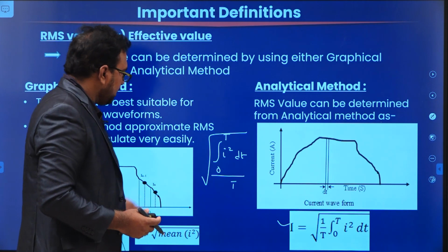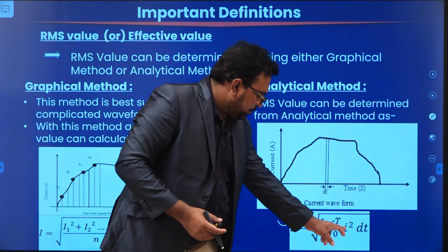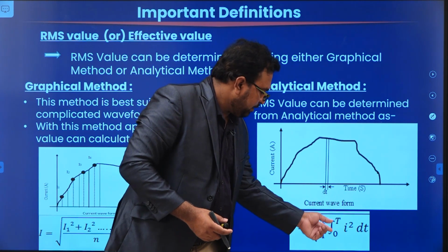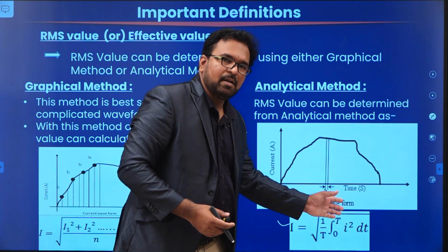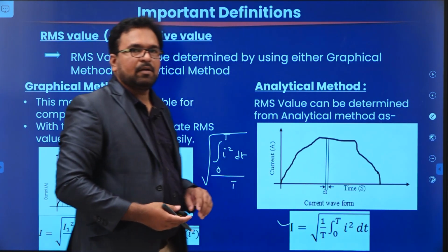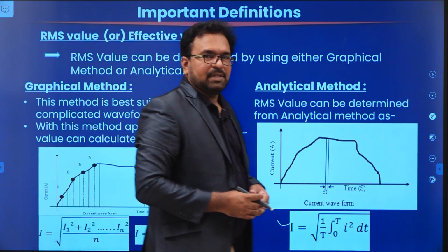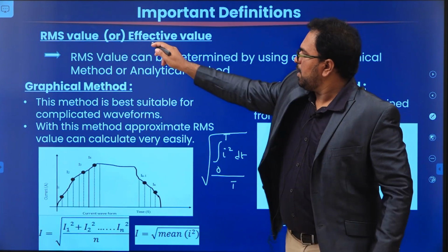The same expression can be represented here. Only thing is you are doing the square of a small differential quantity, then you are going to integrate to get the mean divided by total time, and finally you are going to take the root of the mean. So this is the mathematical representation of RMS value or effective value.